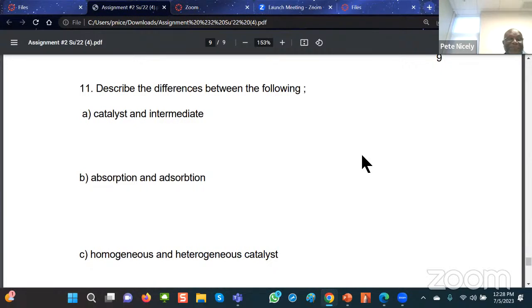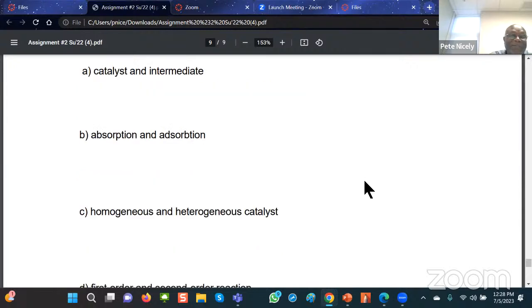Okay, let's see if you guys can tell me, now that we have talked about that, because the B part is actually related to the heterogeneous catalyst that is mentioned in the C part. So B is asking for the difference between these two terms. One is absorption and the other one is adsorption. What's the difference between absorption and adsorption?